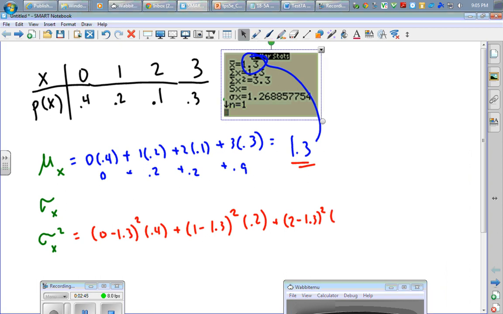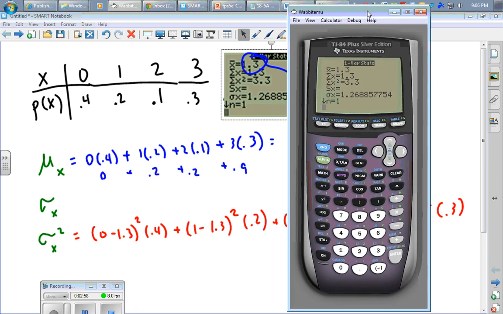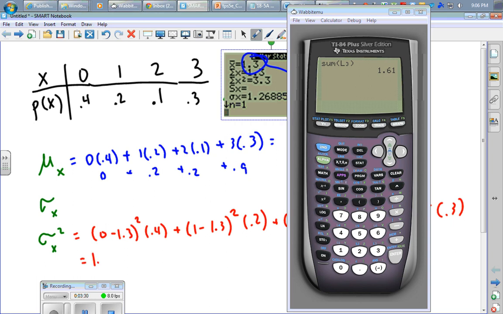Now this is going to be a little easier for me to do on my calculator, so I'll show you the work there. I could, of course, work it out the long way, but it'll be a little more expedient to go to L3, and I'm going to make L3 each number minus the mean squared times its probability of happening. And I'm going to add up that L3. That number right there, 1.61, is the variance. So my variance is 1.61.